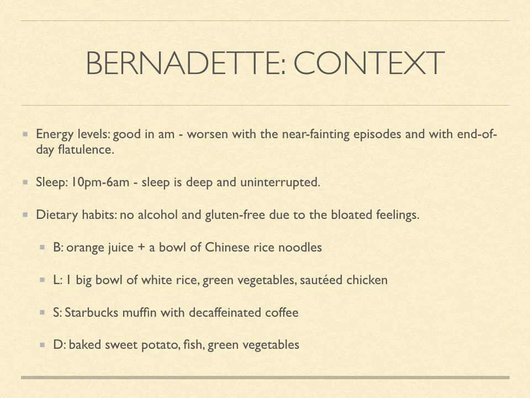Her breakfast is orange juice and a bowl of Chinese rice noodles because she's Chinese. At lunch, she has a big bowl of white rice at the food court with green veggies and sauteed chicken. In the afternoon, she starts feeling sluggish, tired. She may have that fainting feeling. So as a pick-me-up, she may have a Starbucks muffin with decaf coffee. Or sometimes she feels fine and she has that and later on doesn't feel so fine. And dinner is at home and she tries to be really healthy for the last 2 months or so. So she has a baked sweet potato, a grilled fish, and green veggies.